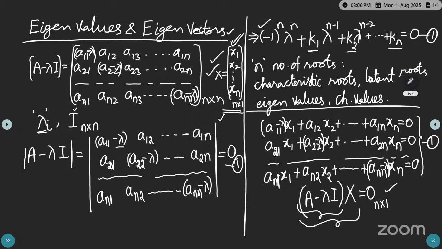Okay, now listen. If the given matrix is of order n by n, we are going to get n number of eigenvalues.